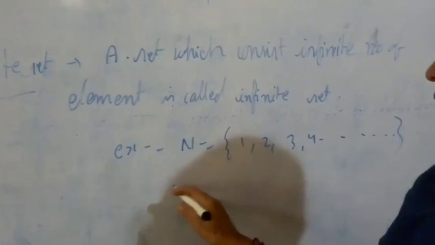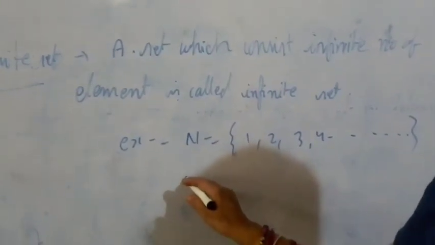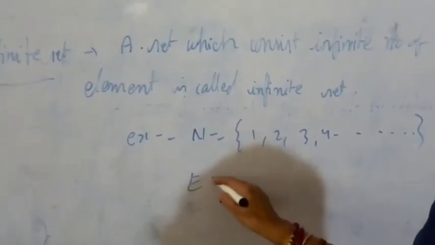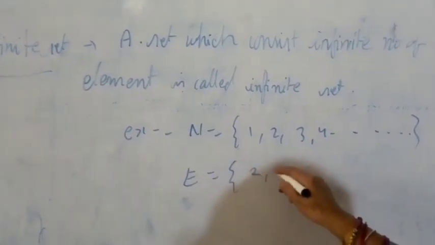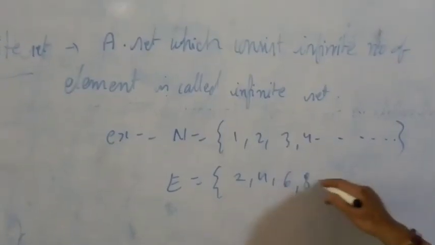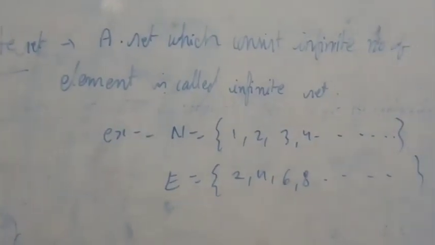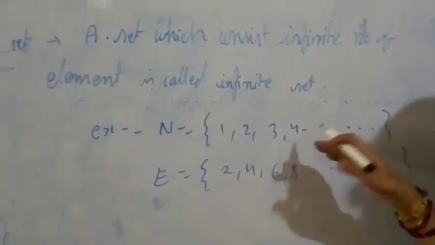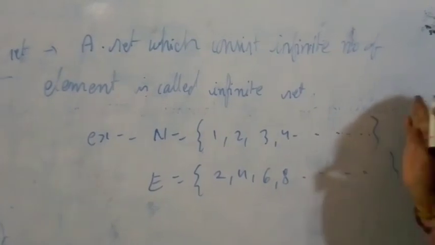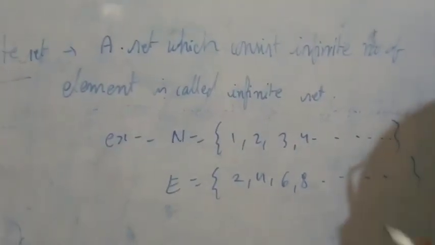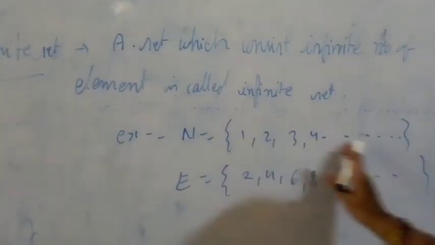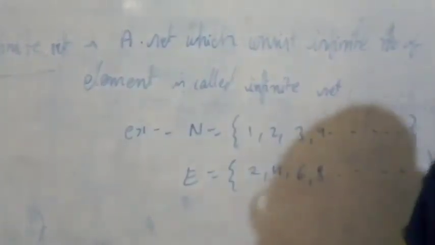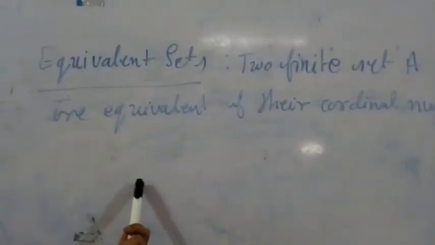For example, one more is the even numbers. Even numbers means 2, 4, 6, 8, dash dash. This is the set of even numbers. Dash dash means up to infinity, which means infinitely many numbers will come here, and we cannot count these numbers. This is called an infinite set.